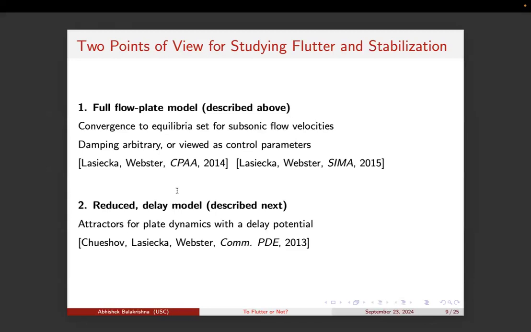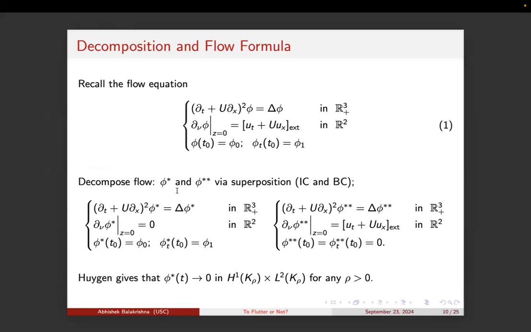But when we try to attack the same problem by just decoupling the two systems, we run into issues. And I'll talk a little bit more about how we go about decoupling them and what issues we run into. So for the flow equation, we have this set of equations, and since they're linear, by superposition, we can split them up into two sub-problems involving phi star and phi double star. For phi star, we have zero boundary conditions, but we have the respective initial conditions. But for phi double star, we have zero initial conditions, but we have supplied them with appropriate boundary conditions.